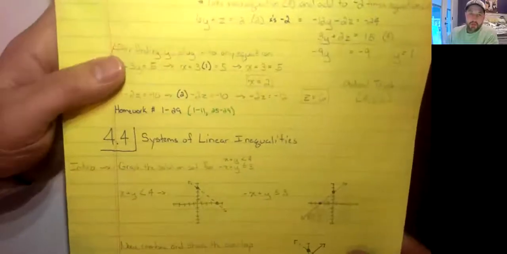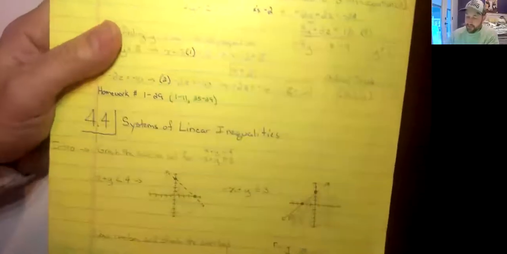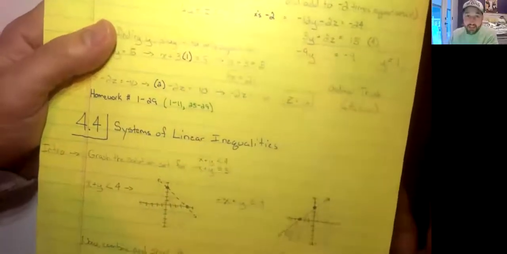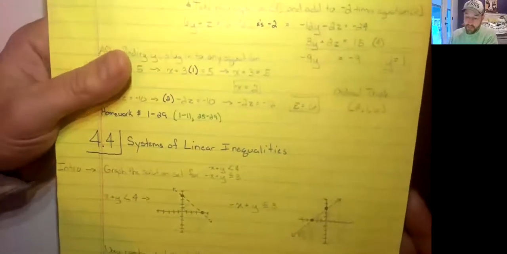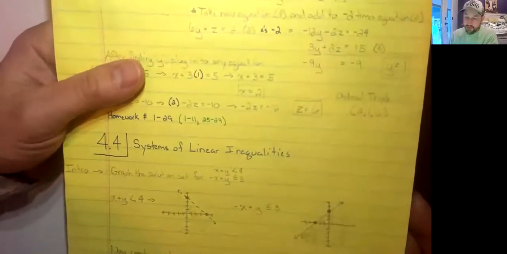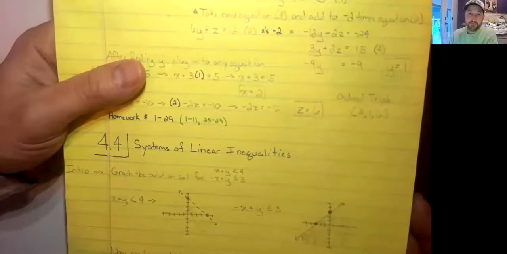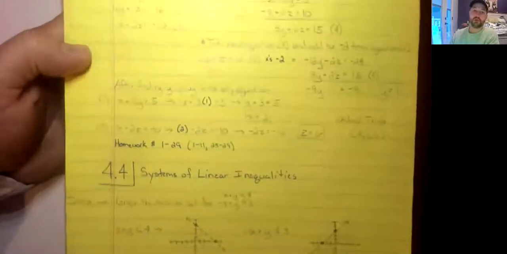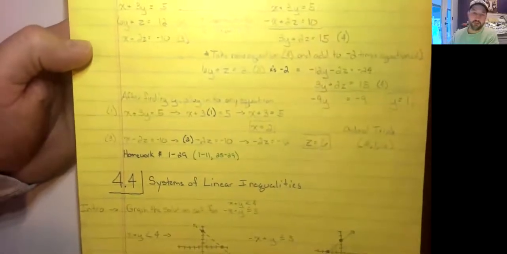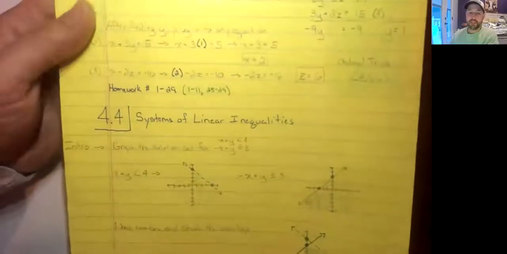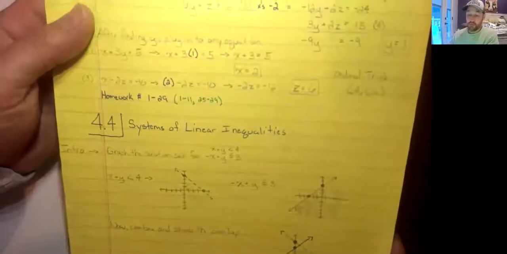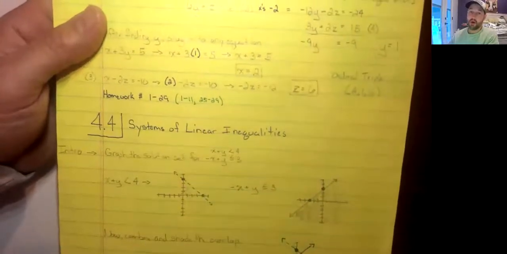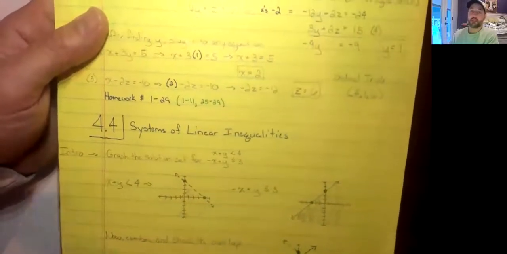Section 4.4, systems of linear inequalities. Honestly, I think these are easier than systems in three variables. With three variables, it's coming up with two new equations, solving those, then plugging back in. Systems of linear equations aren't too bad. What we're doing here, you already did.